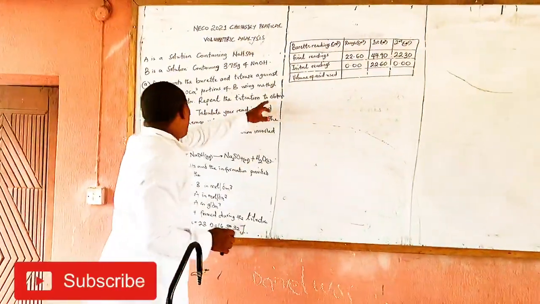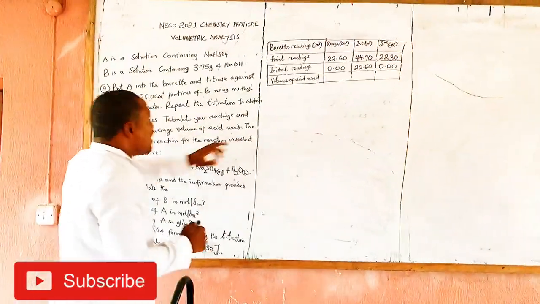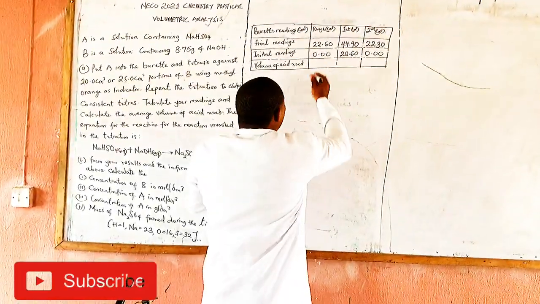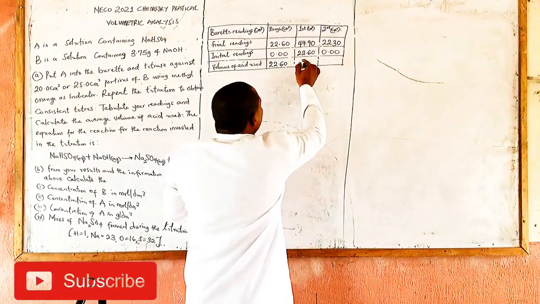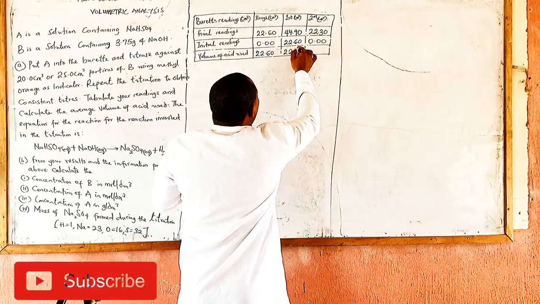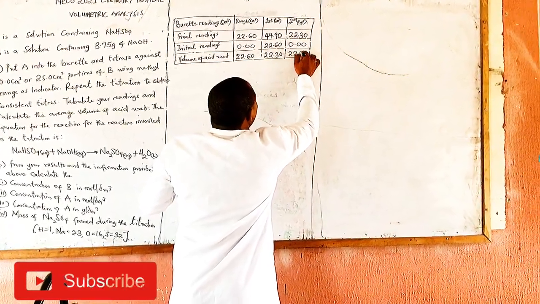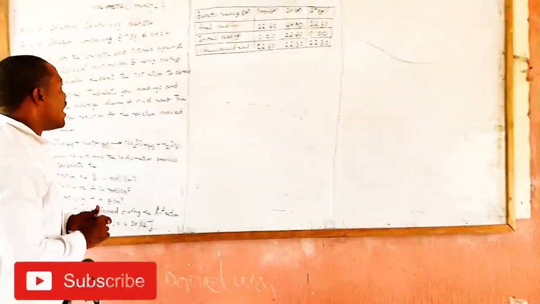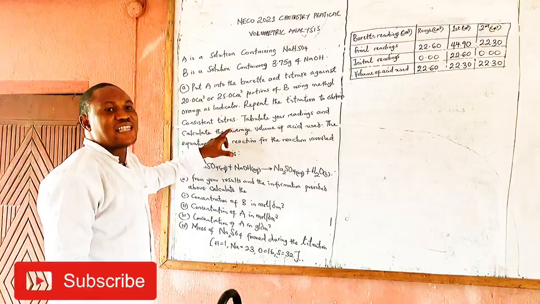It said repeat the titration to obtain consistent titers. Very important now. Can you see consistent titer? So we subtract to get the volume of acid used. This will be 22.60. This is 22.30. Perfect. This is 22.30. Please pay attention to that. Very, very important. It said repeat the titration to obtain a consistent titer.